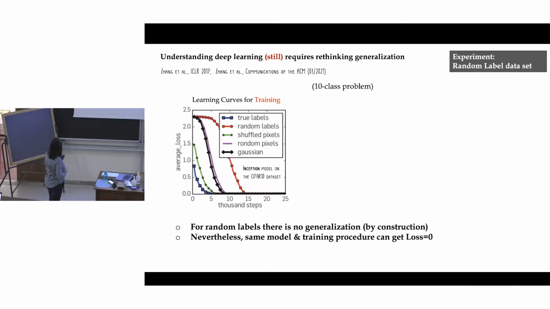If you train first with the true labels, you see that there is some structure. I converge to loss 0 very quickly, right? It's easy to find a structure. I just can overfit this data set.